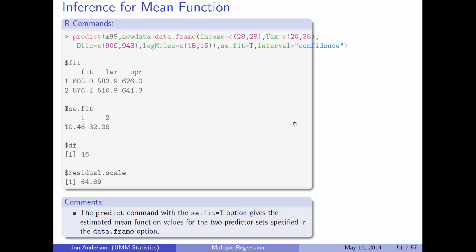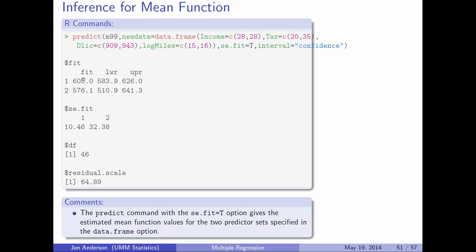And what I've done here is I've come up with a new temporary data frame called new data that has two sets of X predictor sets in it. The first one has income of 28, tax of 20, DLIC of 909, log miles of 15. And that's one predictor set that I want to estimate the mean function at. My other predictor set is 28, 35 for tax, 943 for DLIC, and 16 for log miles.